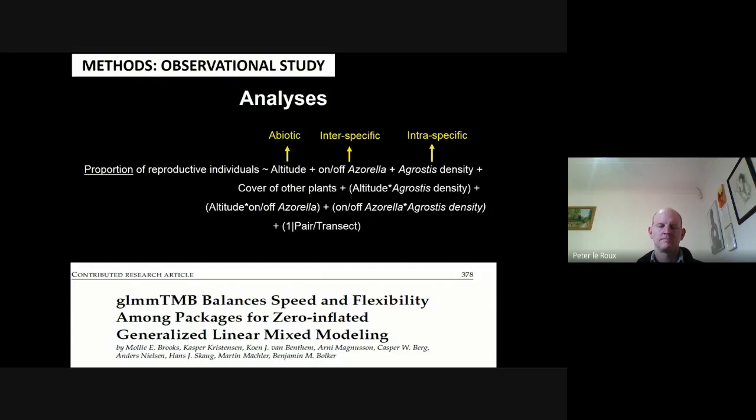We also then included 3 pairwise interactions between these variables, since these predictors may mediate each other's effect on Agrostis performance. We used the same analytical approach to also model the total number of reproductive individuals, just adding an additional term to account for the area of each sample.